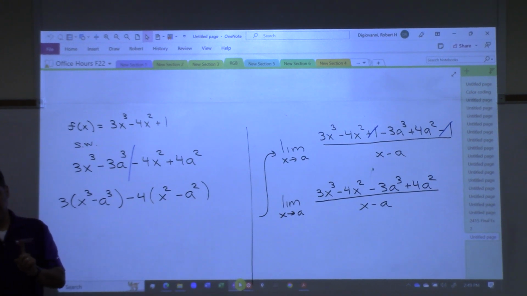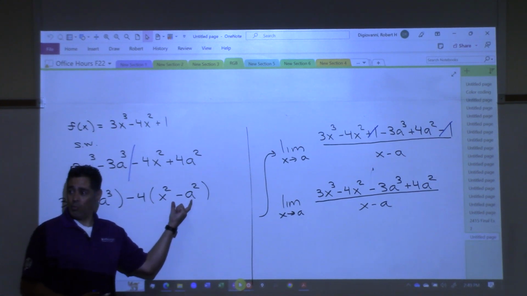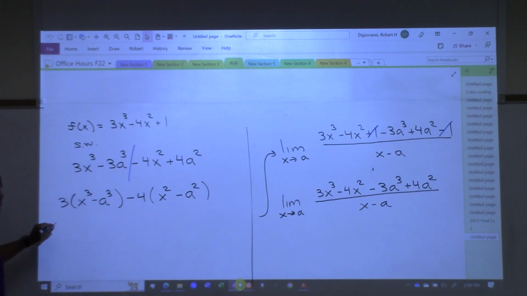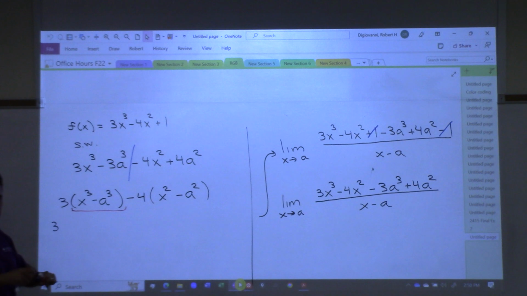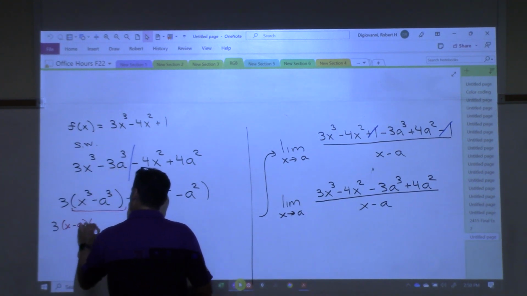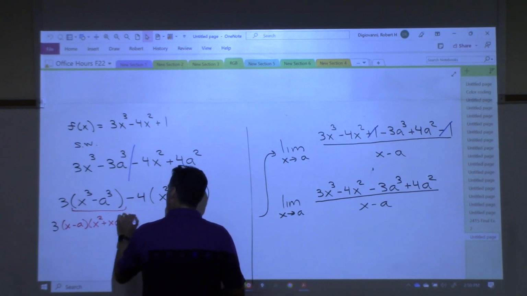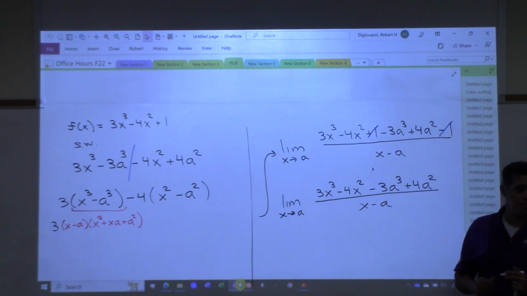However, this is a difference of cubes, and this is a difference of squares. So there's still more factoring I can do here, right? So I'm going to continue. Even though these don't match, watch. This is 3, and now everything in red here, I'm going to go to my formula sheet, and that becomes x minus a times x squared plus xa plus a squared. That's what that difference of cubes turns into.